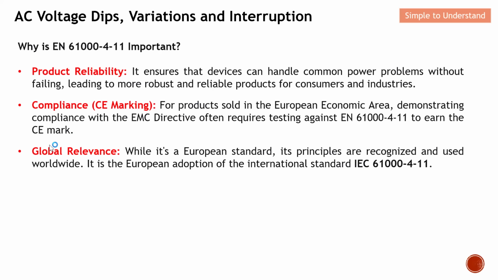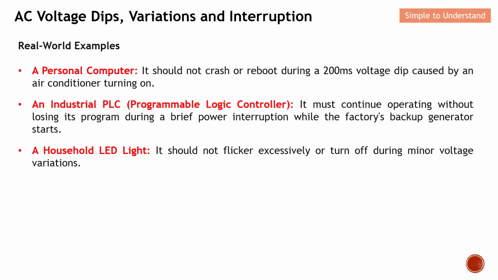Next, on the global relevancy. While this is a European standard, in principle it is recognized and used worldwide. It is only Europe that actually adopts this international standard, IEC 61000-4-11. So from here you can see that it is mainly mandatory, because in Europe they need you to pass this test before you can sell there. Basically, this is why EN 61000-4-11 is so important.